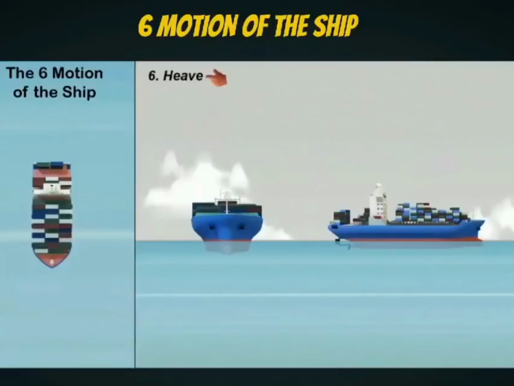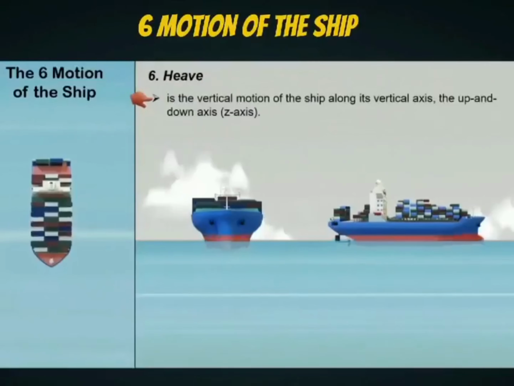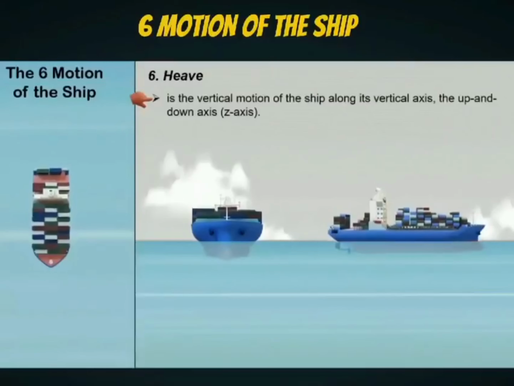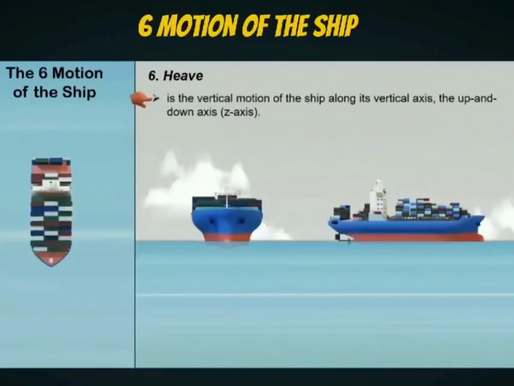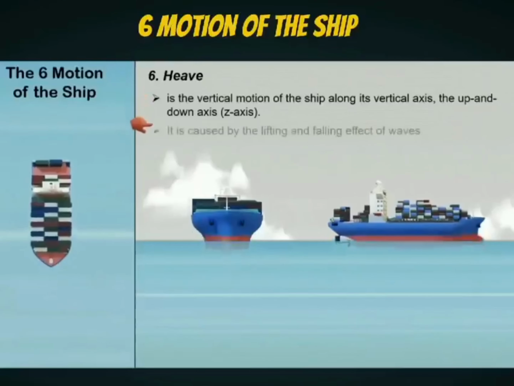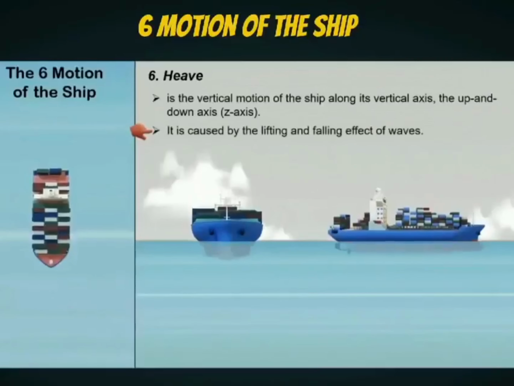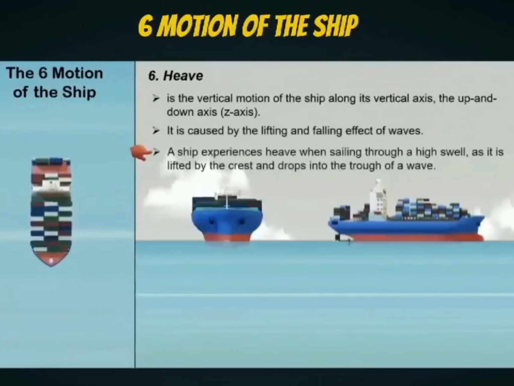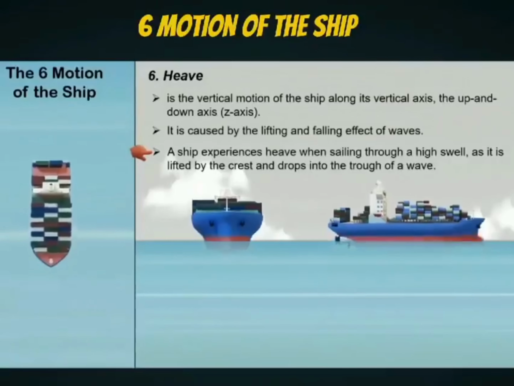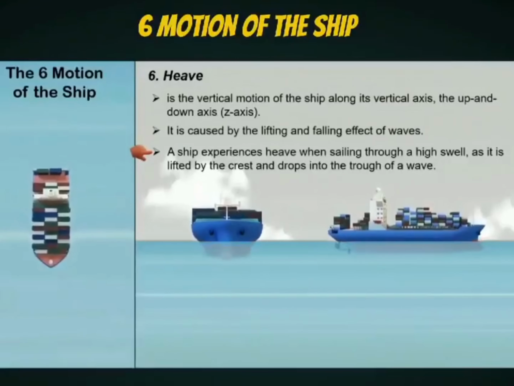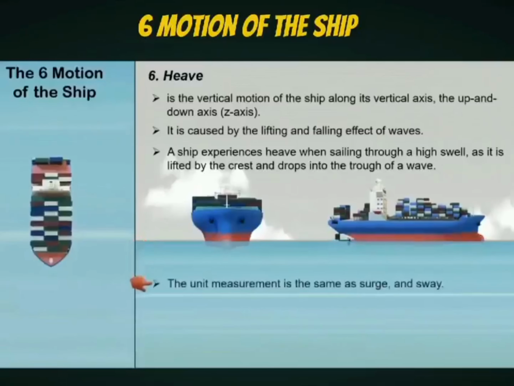And the last motion of the ship is heave. Heave is the vertical motion of the ship along its vertical axis, the up and down axis, or the z-axis. It is caused by the lifting and falling effect of waves. A ship experiences heave when sailing through a high swell, as it is lifted by the crest and drops into the trough of a wave. The unit measurement is the same as surge and sway.